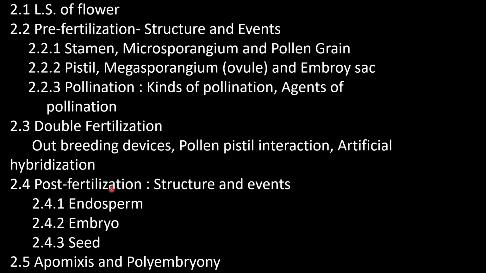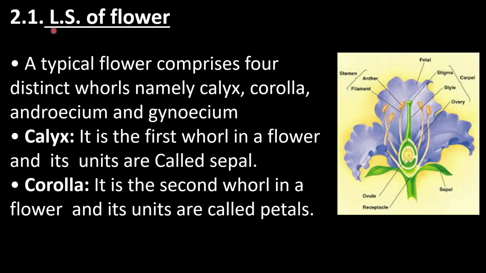2.4 post fertilization, structure and events. In that we have to study endosperm development, embryo development and seed formation. And the last point is apomixis and polyembryony. In today's presentation, we are going to study 2.1 LS of flower and 2.2, that is first point, stamen, microsporangium and pollen grains. First, longitudinal section of a flower.